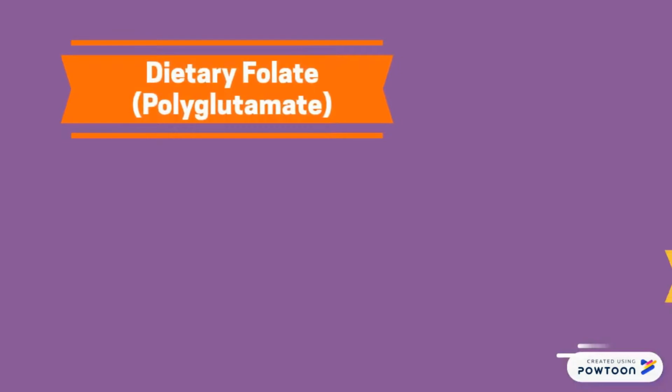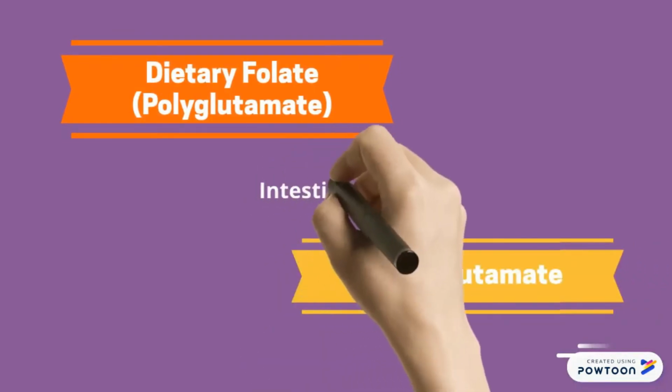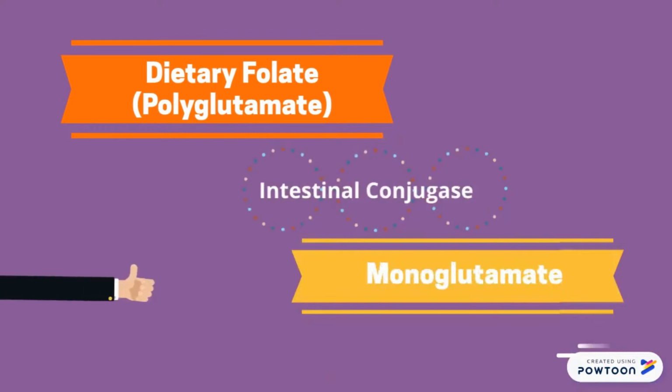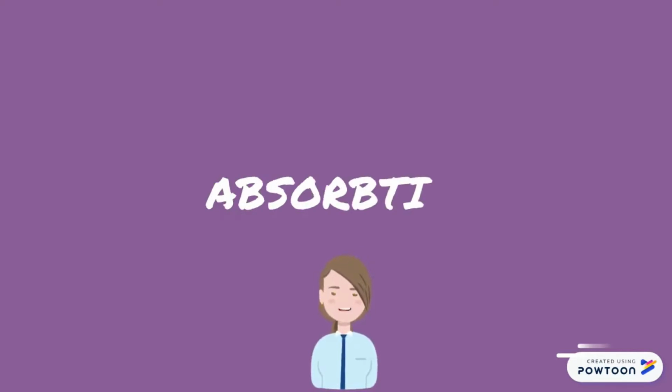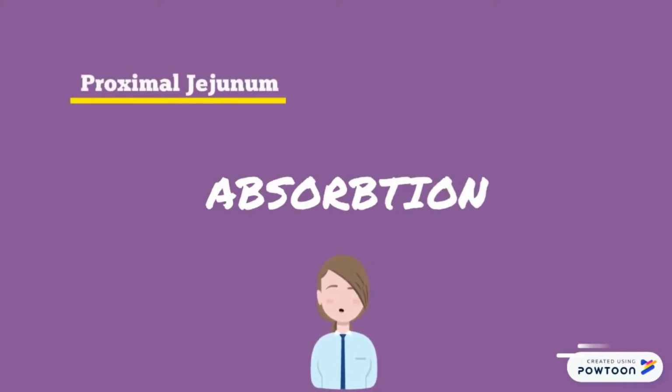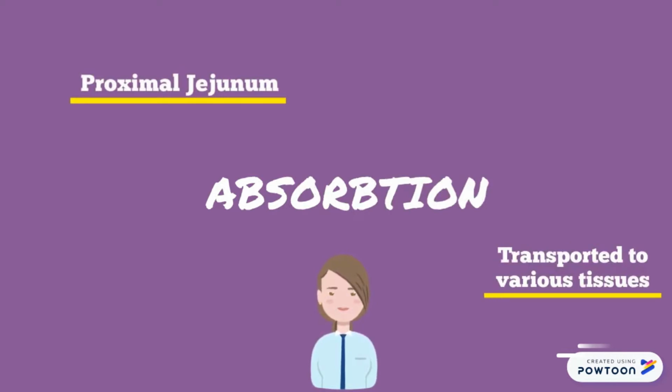Dietary folates or polyglutamates are deconjugated to the monoglutamate form by intestinal conjugase. This happens in the upper intestinal epithelial cells so that it is all absorbed in the form of monoglutamate. The absorption process occurs in the proximal jejunum and is converted to methyl tetrahydrofolate.